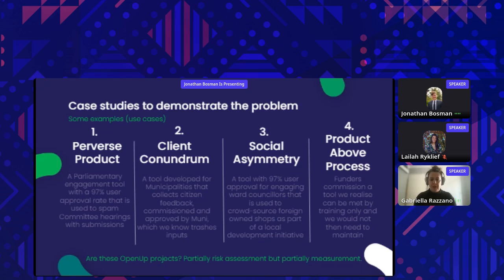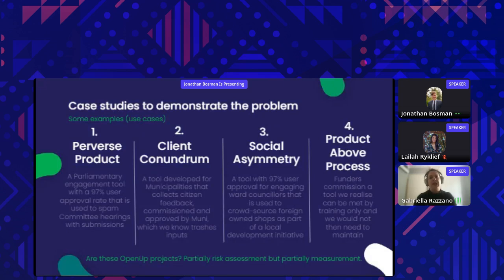And so one of them is, for instance, what we call the perverse product. So you can imagine, say, a parliamentary engagement tool. This was a part of a real problem we were trying to solve on our one stage, which has a significantly high user approval rate, but that is used to spam committee hearings with submissions.